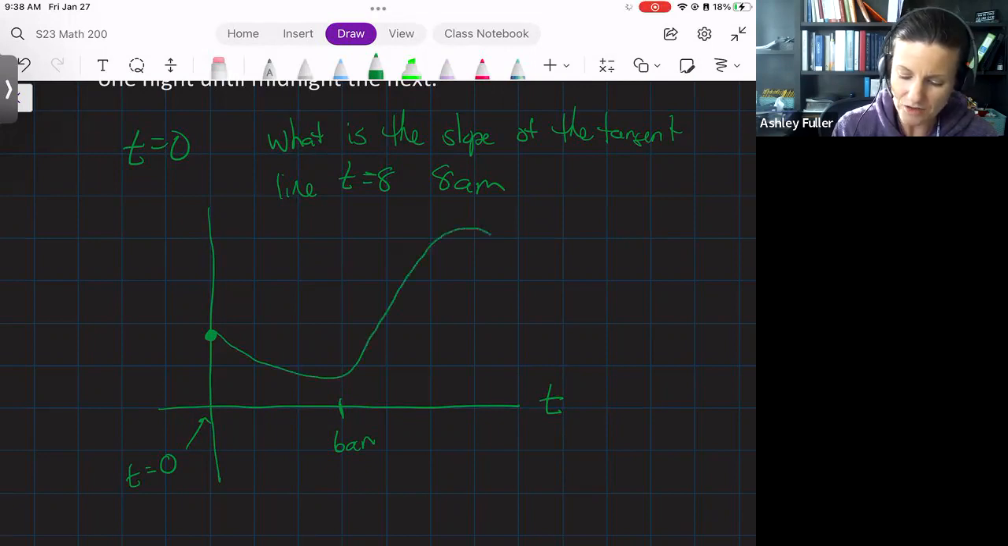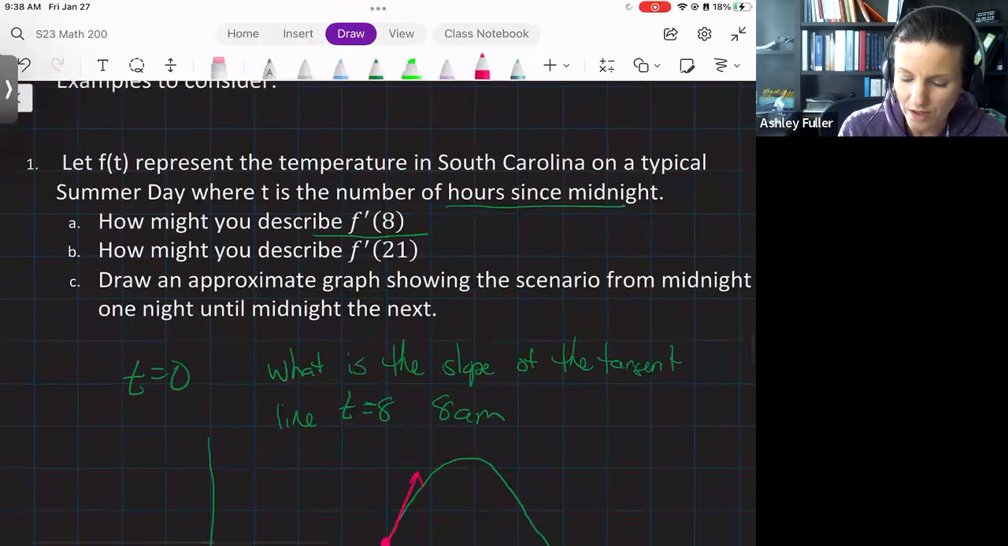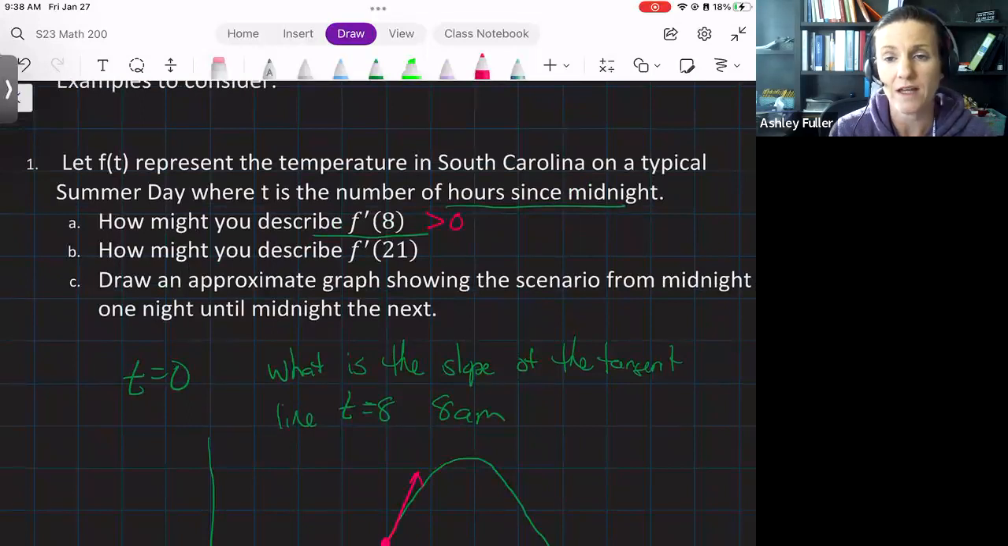And then mid-afternoon, it's going to begin to come back down and maybe be about the same value at t is 24, which is midnight the next night. Now notice if we come to 8, according to our best guess, there's going to be a positive slope. So what we can say is we could describe the first derivative at 8, or the slope of the tangent line at 8, as being positive.